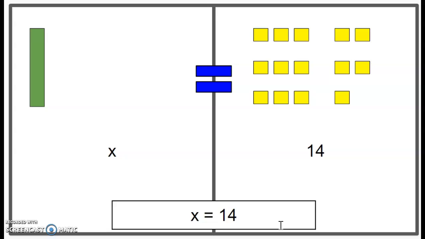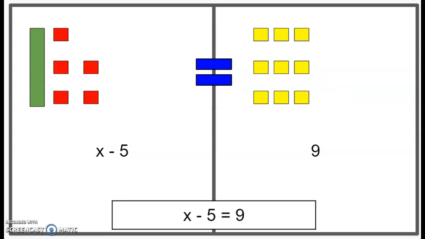Now remember, we are justifying our answer. So I have to go back to the beginning and type in 14 where my x was located. So my answer was x equals 14. I take my x, I replaced it with 14. 14 minus 5 equals 9. Woohoo! I justified the answer because that is correct, and I don't need to move forward anymore.